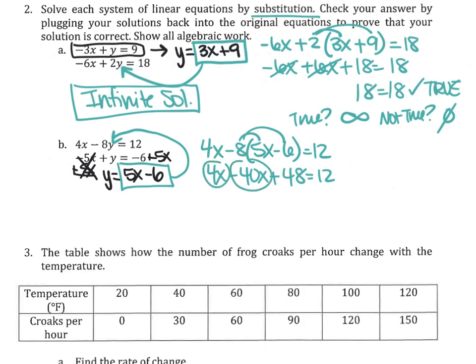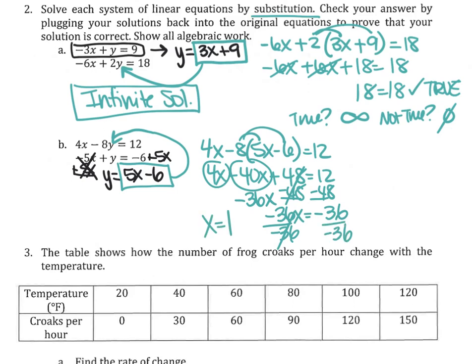Now I want to combine my like terms, which comes to negative 36x, and I will minus 48 from 12. So negative 36x equals negative 36, divided by negative 36. X equals 1. So I like to just write that in my ordered pair now, because if it has a one solution, I need to write it as an ordered pair. So if that's x, now I can take the 1 and plug it into either of our equations that we have.